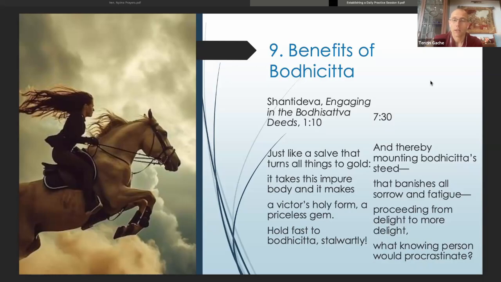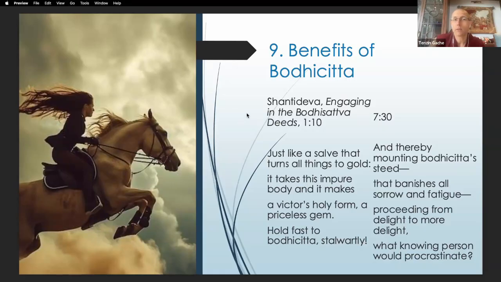Cultivate this mental state, and thereby, mounting bodhicitta's steed that banishes all sorrow and fatigue, proceeding from delight to more delight, what knowing person would procrastinate? So we think that we have such an extraordinary opportunity. His Holiness the Dalai Lama quotes this verse quite frequently, the one I just read. This is the strongest mind we can have. When somebody has such a positive outlook, such a strong sense of conviction in achieving this state, then there's no room for becoming depressed and for feeling weary.